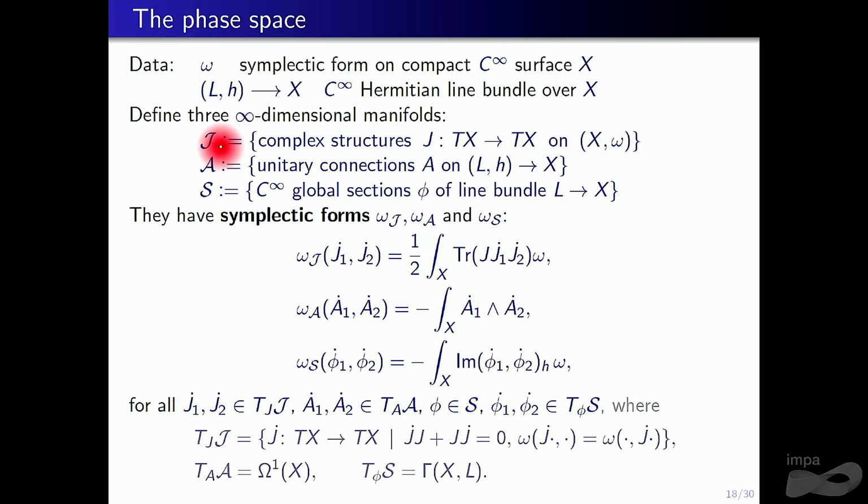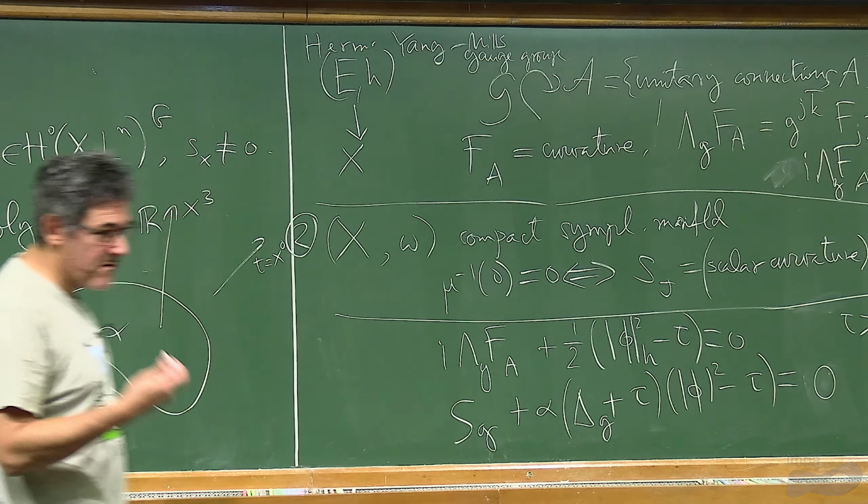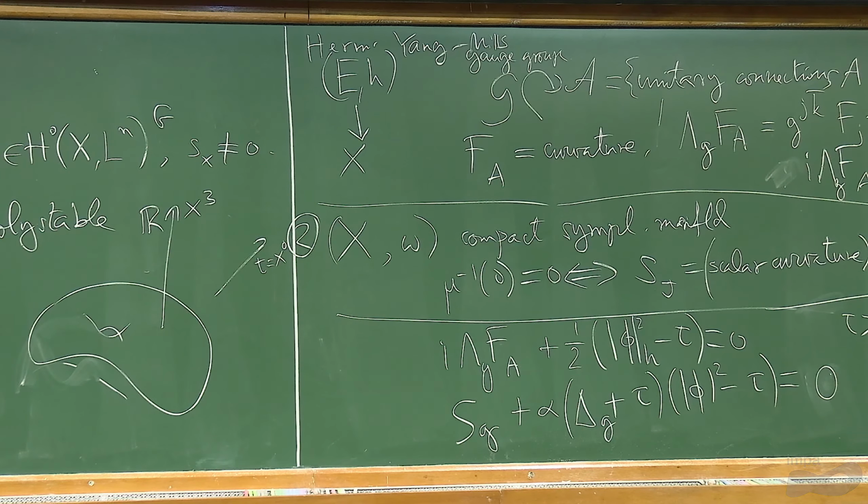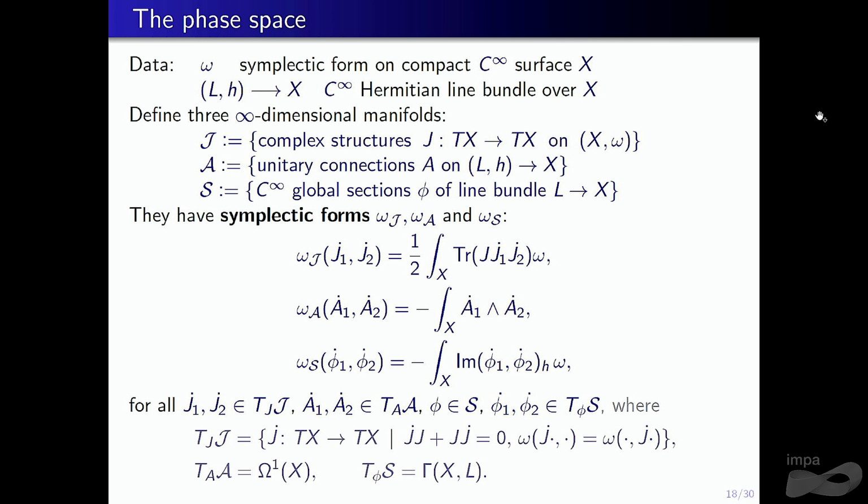Okay. Then, as I said, we can define 3 spaces. The first one was already explained. It corresponds to the space of complex structures. The second one is the space of connections. And the third one is global sections of the line bundle. And they have these symplectic structures.